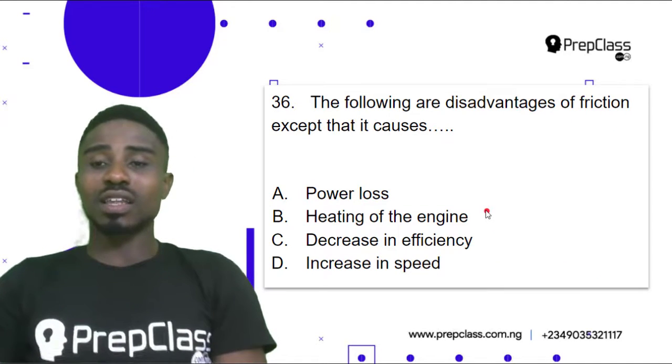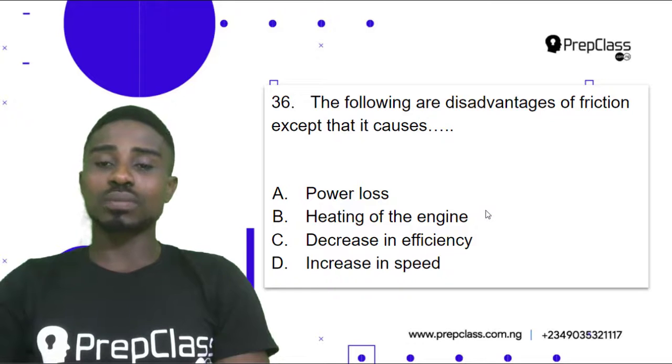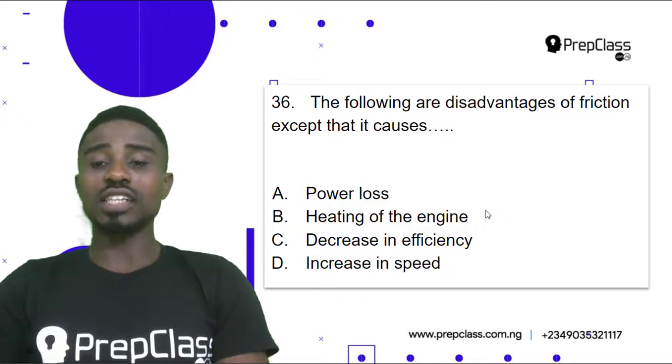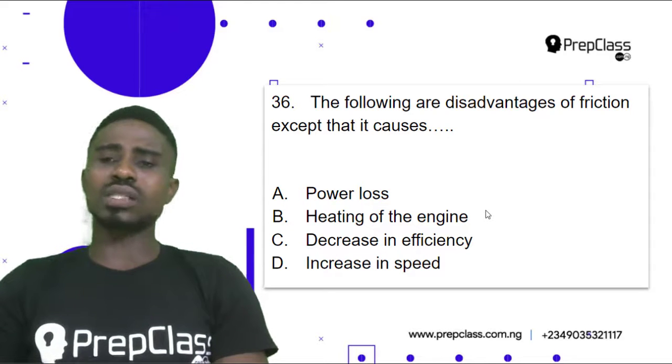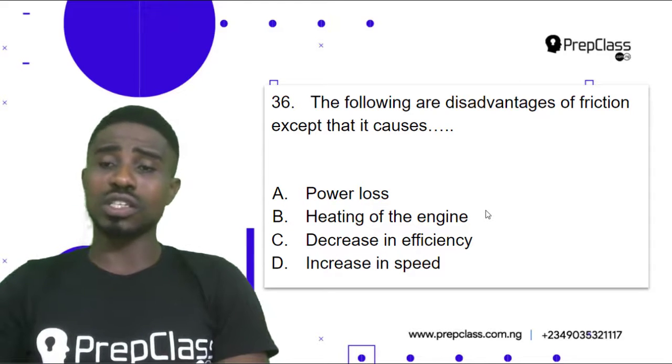Question 36. The following are disadvantages of friction, except that it causes A. Power loss, B. Heating of the engine, C. Decrease in efficiency, D. Increase in speed. For us to carefully select the correct answer, we need to analyze all of the options and see which one best answers our question. Now, to do that, we will first have an understanding of what friction is.